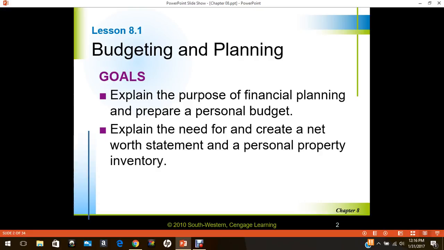Now, the first thing that we want to do today is talk about the different goals. Notice that the goals we're going to focus on are preparing a financial plan along with a personal budget. And we're also going to explain the need for and create a net worth statement and a personal property inventory. At this time, get a sheet of paper out, and I would title it budget because there's going to be certain things that I have you do during our presentation.